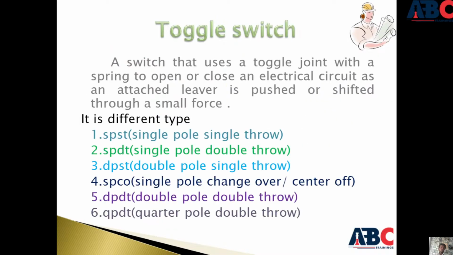Toggle switches are switches that use a toggle joint with a spring to open or close an electrical circuit as an attached lever is pushed or shifted through a small pole. There are different types.